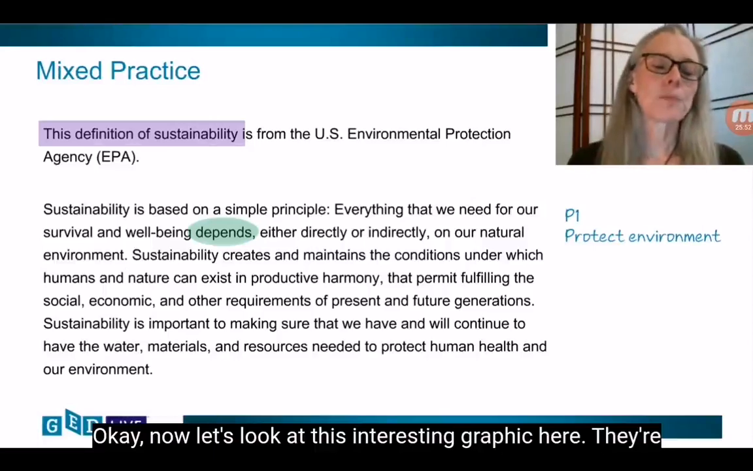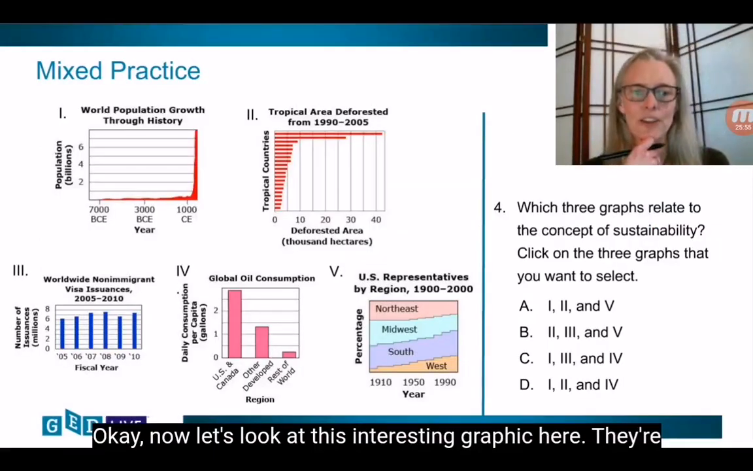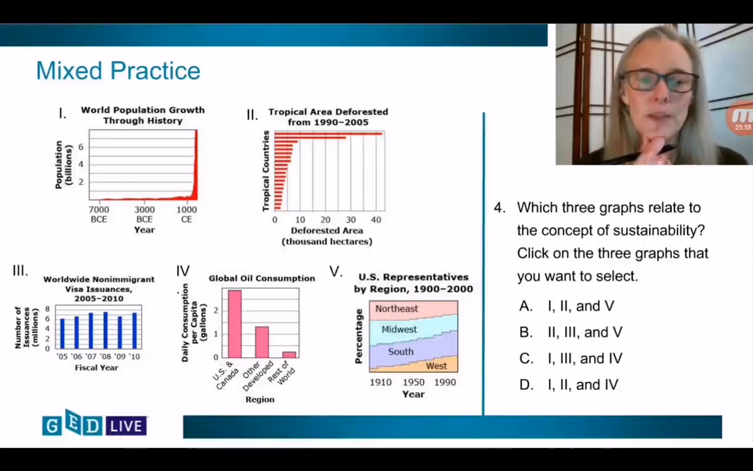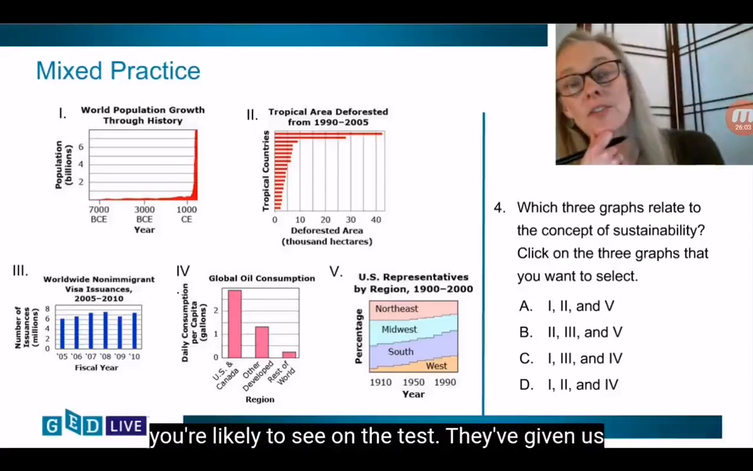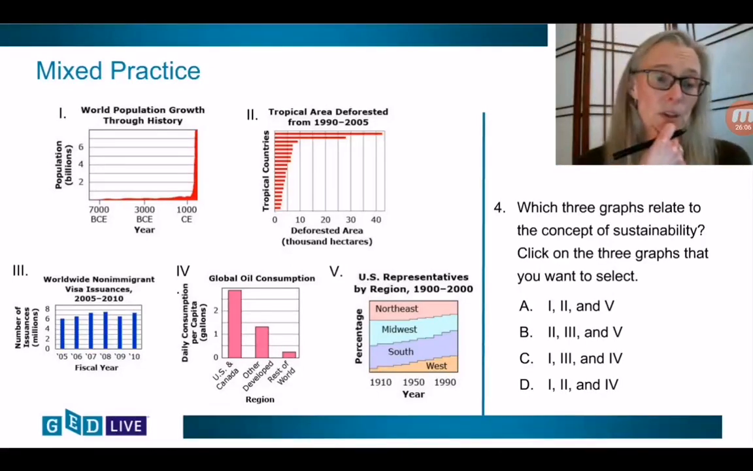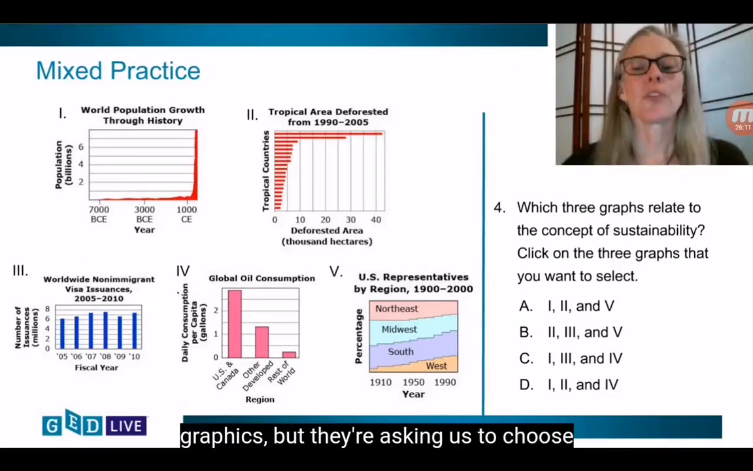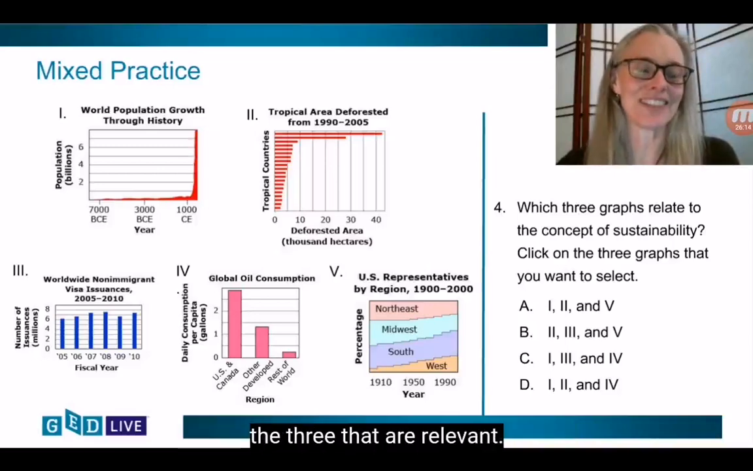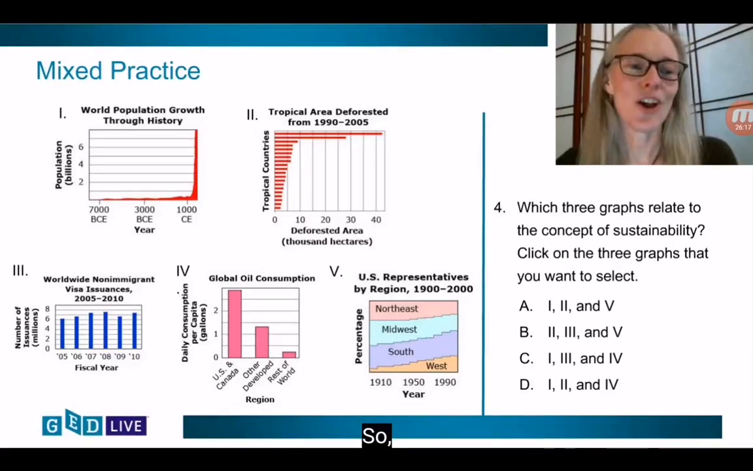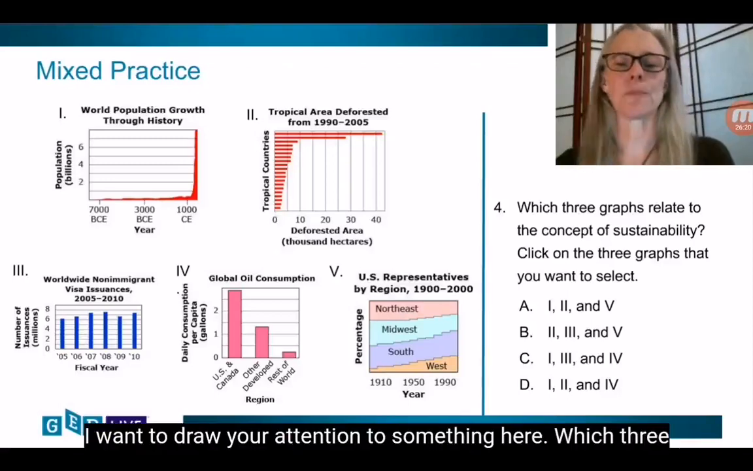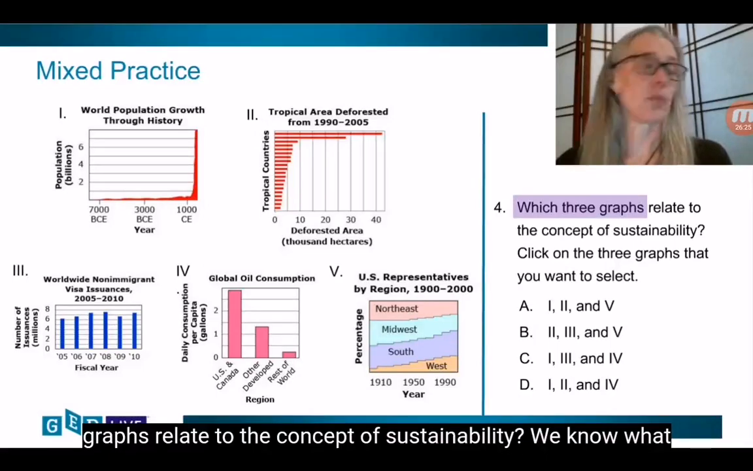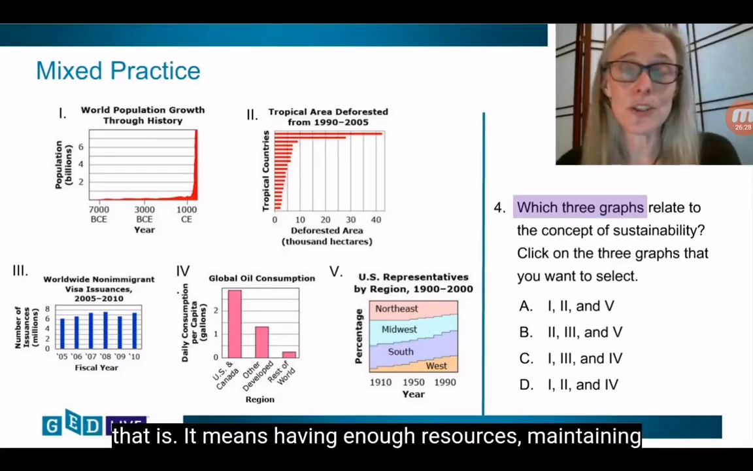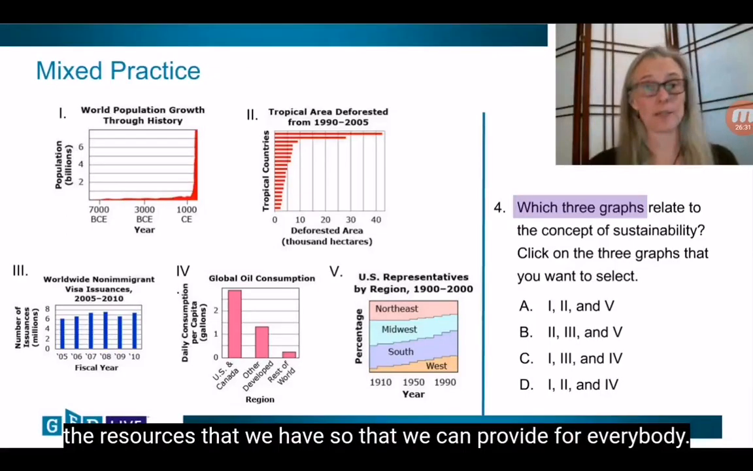Now, let's look at this interesting graphic here. This question is asking us to do something that you're likely to see on the test. They've given us 5 graphics, but they're asking us to choose the 3 that are relevant. I want to draw your attention to something here. Which 3 graphs relate to the concept of sustainability? And we know what that is. It means having enough resources, maintaining the resources that we have so that we can provide for everybody.